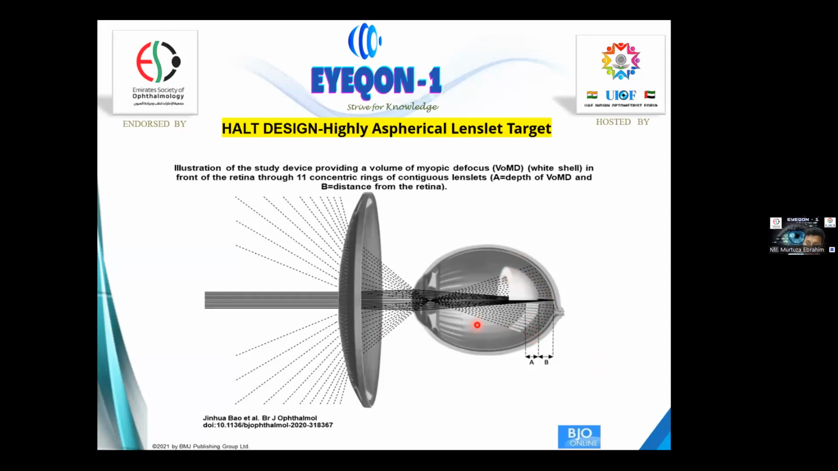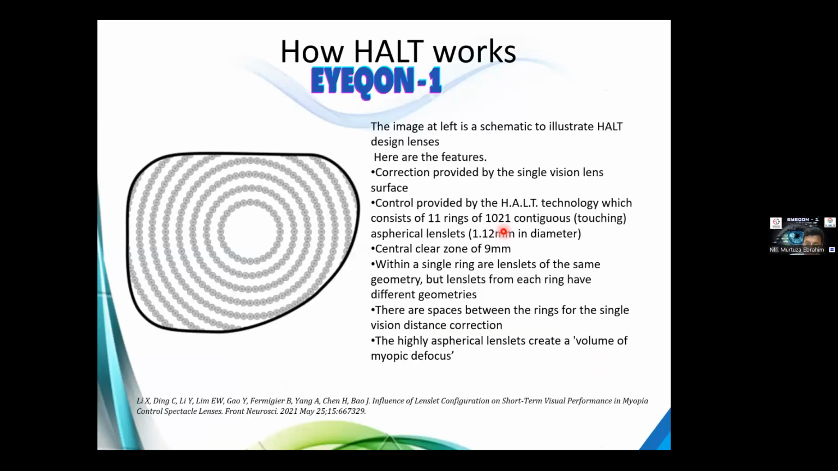So as you see here, the lens will have a volume of myopic defocus which is created, and basically if you look, the lens will have a center zone which is 9 mm, which is similar to what we discussed on DIMS. And then there are 11 rings which are having 1021 contiguous touching aspherical lenslets.